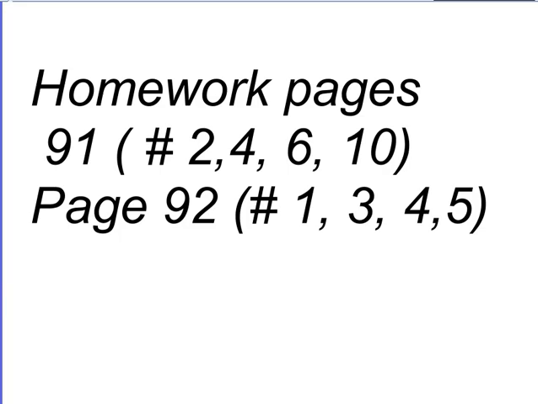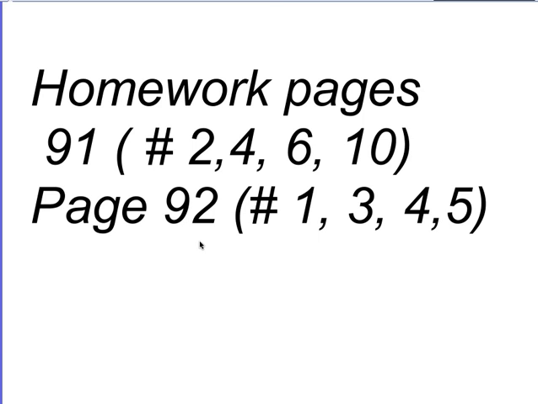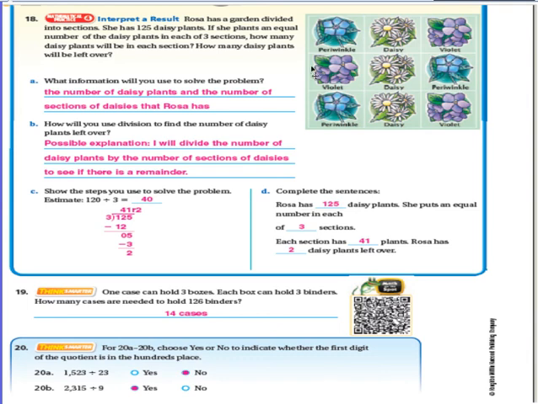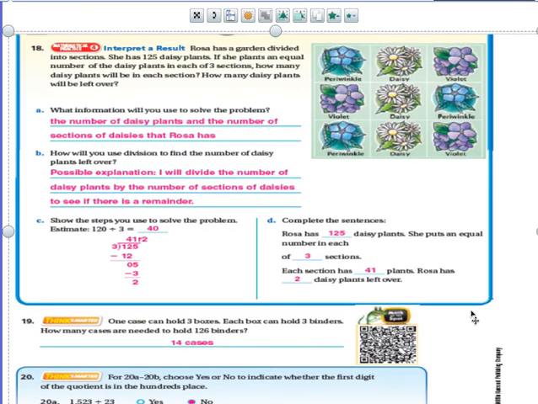Your homework pages are page 91. Do numbers 2, 4, 6, and 10. And remember, that whole process, I have to see all this work. Then on page 92, 1, 3, 4, and 5. If you get that all done and you have some math time left, or you would like to just work some more, this whole page is open for you to do. Yes, the answers are right there. The object is not to copy the answers. The object is to understand. Go to work.